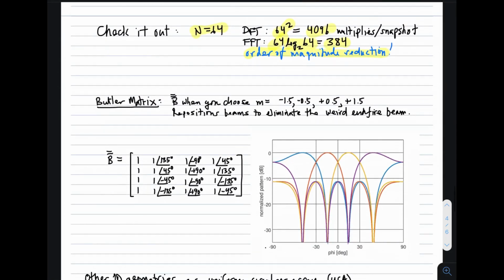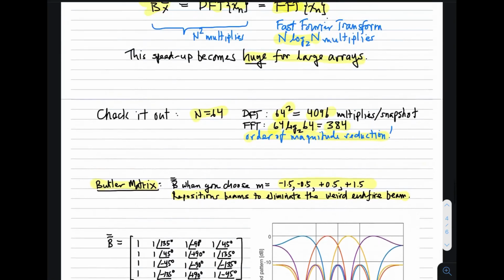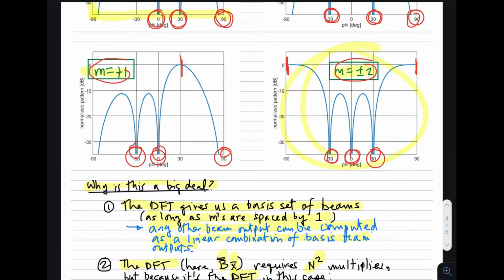There are some other aspects to this that you should know about. We're not going to go through them in detail, but I think they're useful to know about because they're discussed in the literature and in practical applications. One is the Butler matrix. A Butler matrix is what you get when, instead of choosing M to be -1, 0, +1, +2, you choose M to be these non-integer values, specifically -1.5, -0.5, +0.5, and +1.5. And the reason you might want to consider this is because it repositions the beams to eliminate that weird endfire beam, this goofy beam here, which isn't really a beam, it's just accounting for the two endfire directions.